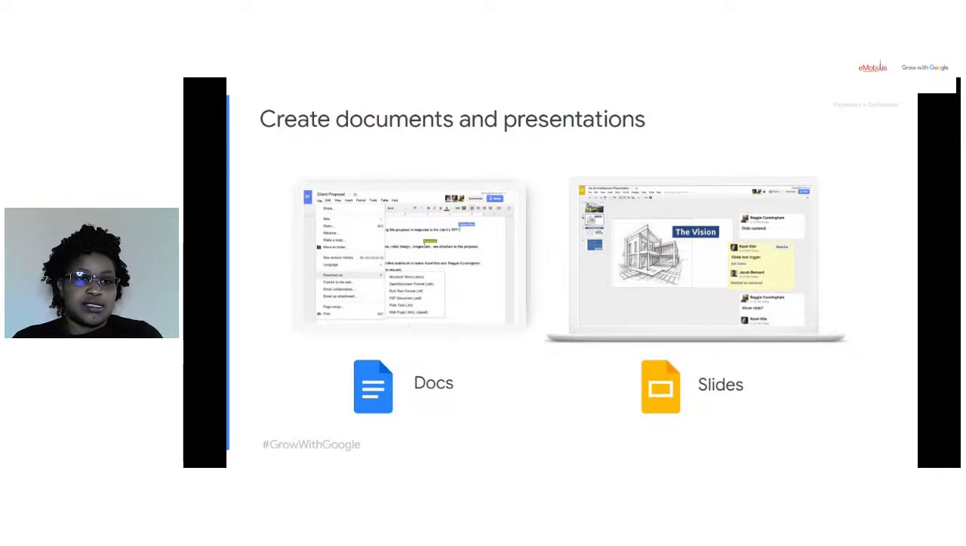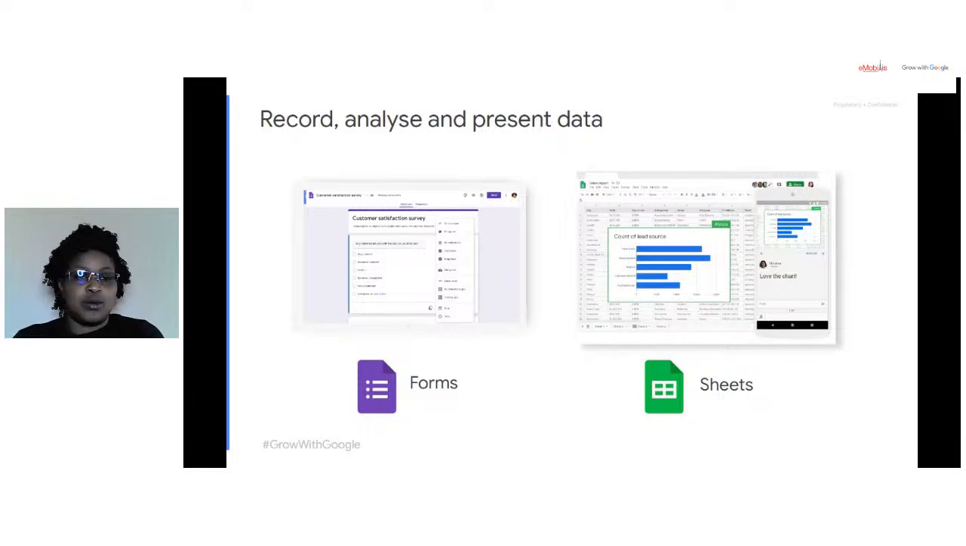And the next one is record, analyze, and present data. Google Forms and Sheets can both be used to record, analyze, and present data. For Google Forms, it is easy to create surveys and forms for everyone. You just create the form and then you share the link, the same way I did when you were registering for this session. So we just share the link and you collect data with ease.